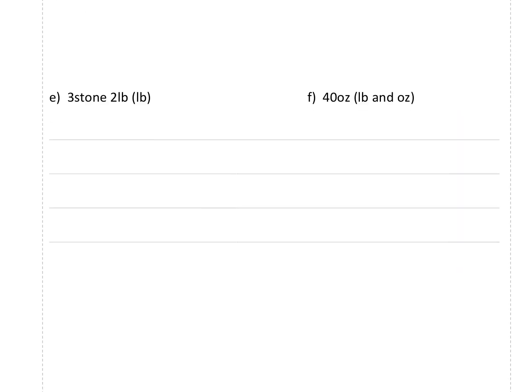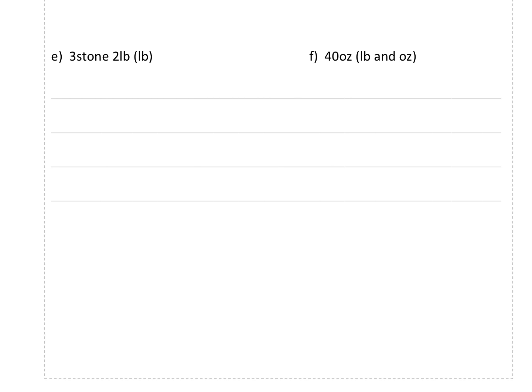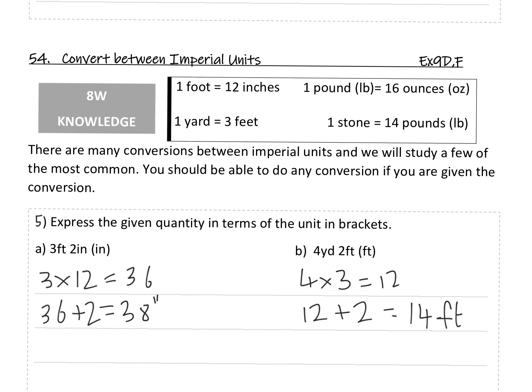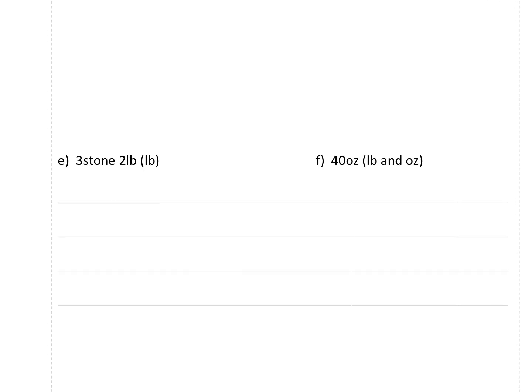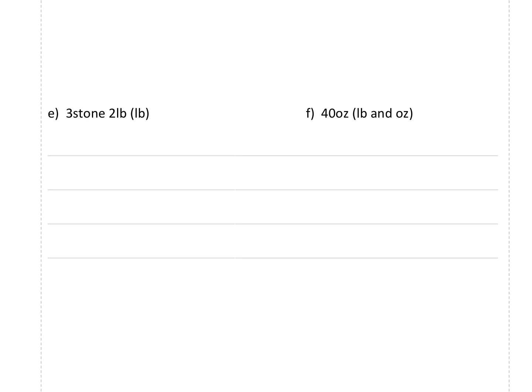Part E, 3 stone and 2 pounds, and put it all into pounds. Well, your conversion for stone, you know that 1 stone is 14 pounds. So 3 stone would be 3 14s, which is 42. And it's 3 stone 2 pounds, so you've got the extra 2 pounds to add on, and that is 44 pounds. 44 lb is the abbreviation for pounds, by the way.